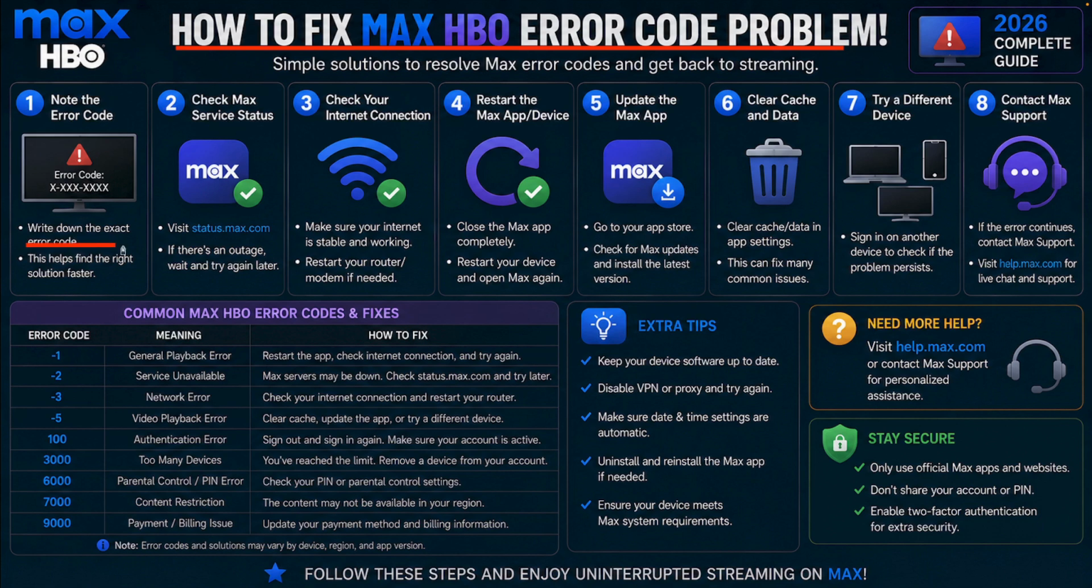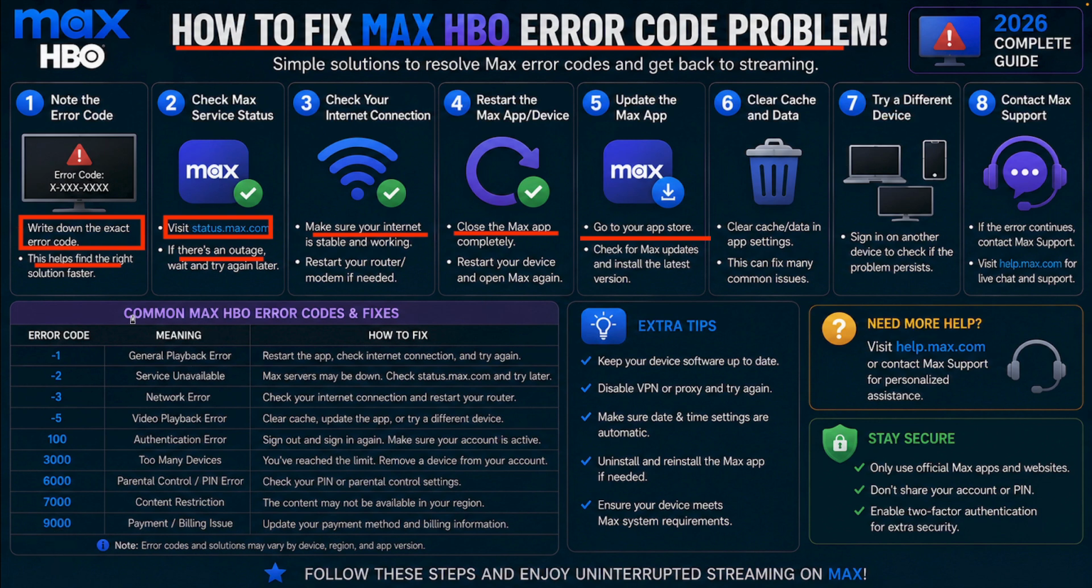The first thing you want to do is write down the exact error code. This helps you find the right solution faster. You can also visit status.max.com to check if there's an outage, and wait and try again later. Always ensure that your internet is stable and working. You can also try restarting the Max application or even updating it from your app store. You can also try a different device.